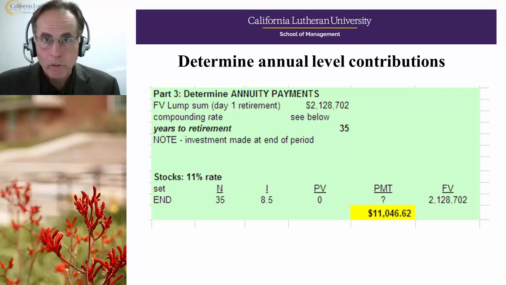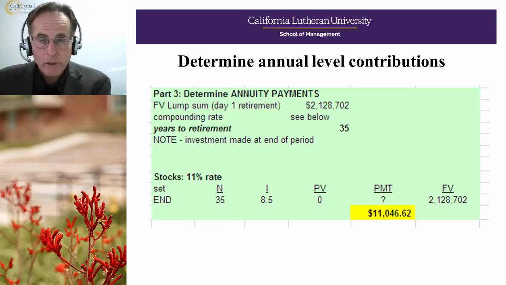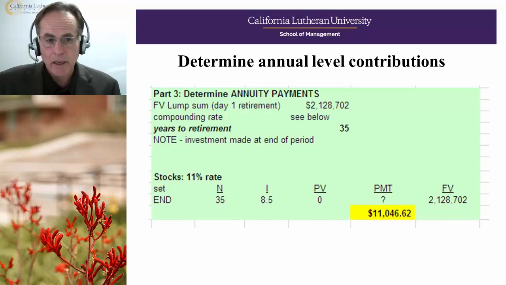Determining the annual level contribution is easy at this point. We're using the future value of that $2,128,000 that you just calculated. We're looking at an investment horizon of 35 years. We have an investment rate of 8.5%. And you see in there stocks 11%. So you can see the 8.5 would be sort of a balanced, allocated, probably 60-40 mix, something like that.